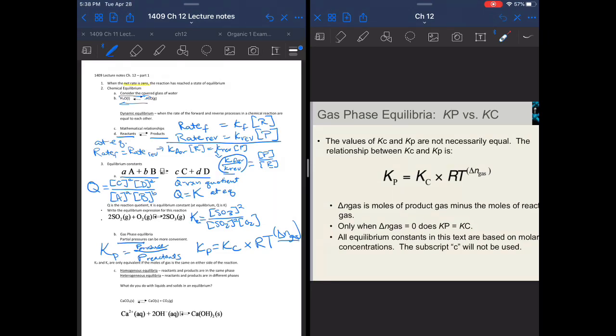But if there is a change in moles of gas, like for instance in this problem right here, there's 3 moles of gas on the starting material side and only 2 on the product side. So Kp and Kc wouldn't be equivalent, but you could figure them out pretty easily. R is that gas law constant if you know the temperature. And then of course the change in gas would be -1, final minus initial.